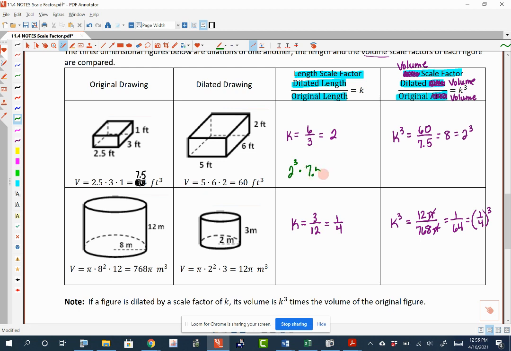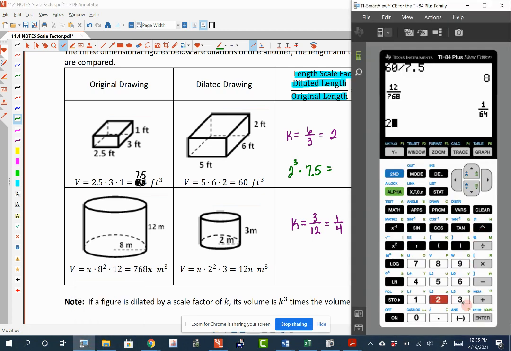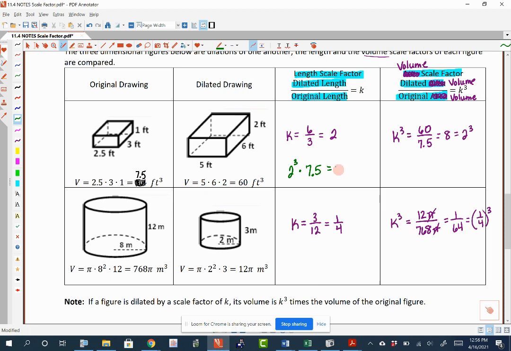So in this case, 7.5. So 2 cubed, and I'd like to multiply that to 7.5. So my new dilated volume should be 60 feet cubed, and that's exactly what's already been figured out. So that's kind of cool. Let's try it again on the cylinders.